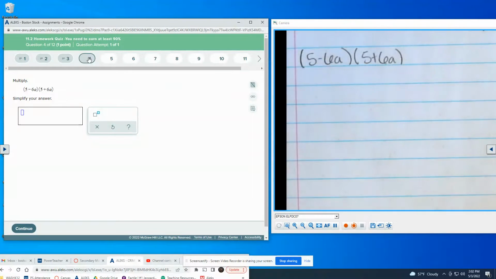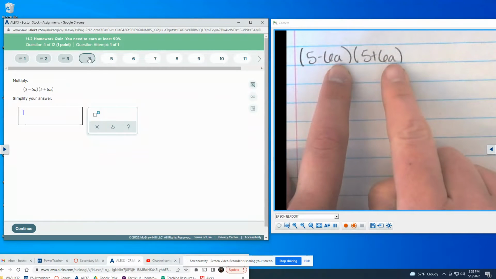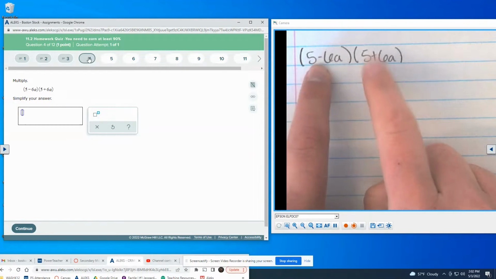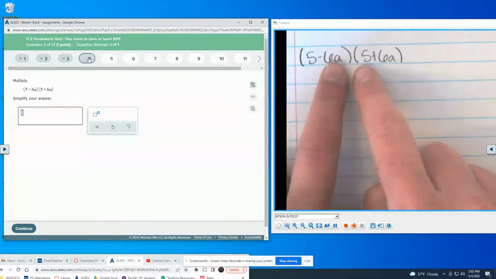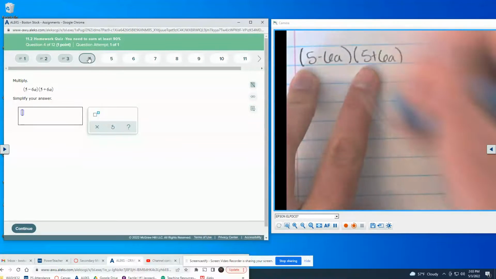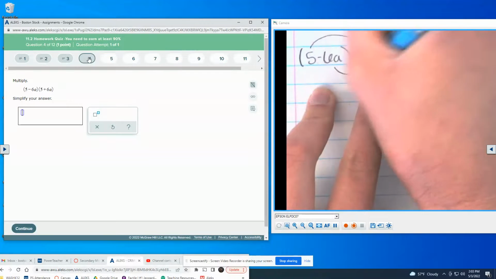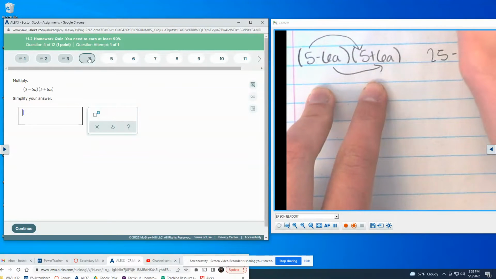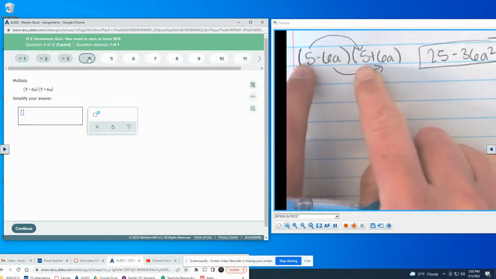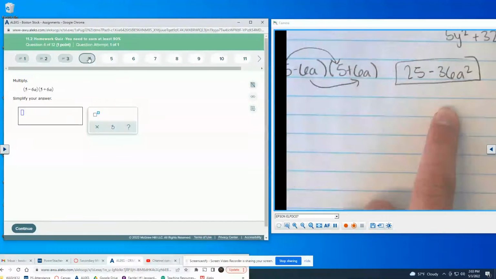But in the lesson, we learned a special trick. Notice how these are exactly the same. We have a 5 and a 6a, and the signs in the middle are opposites, a plus and a minus. When that happens, we learned that our middle terms will cancel out. So what we get instead is just the first one multiplied, which gets us 25, and the last one multiplied, which gets us negative 36a squared. So a little bit of a shortcut when they're matching but opposite. And we'll type that in.